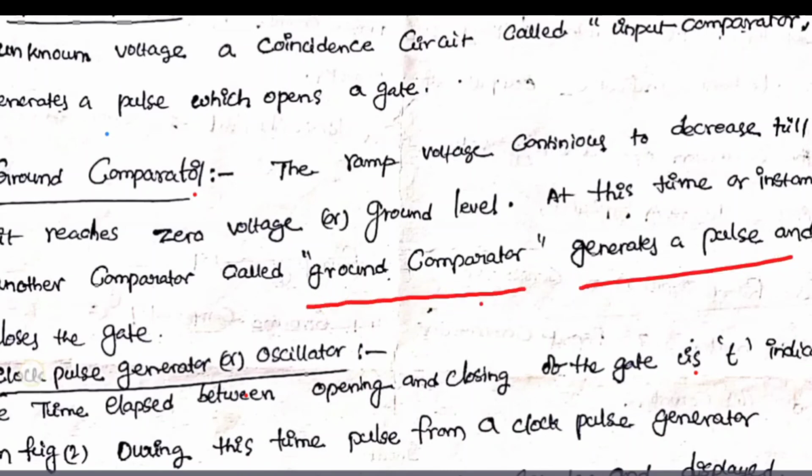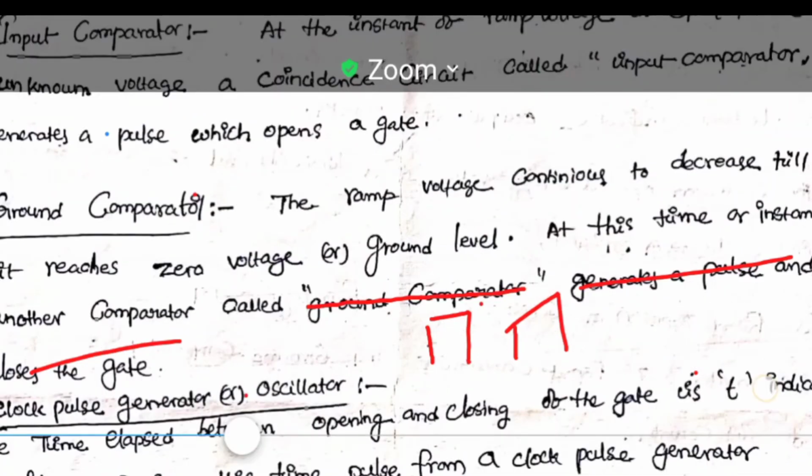When the gate is closed, what happens? The number of series pulses will not move to the counter. Or the clock pulse generator or oscillator. What is the purpose of the clock pulse generator or oscillator? It produces a number of pulses.